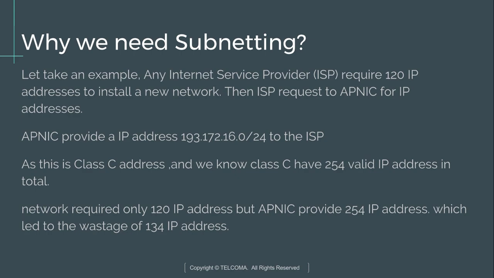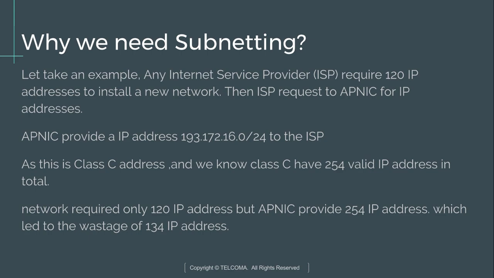APNIC provides an IP address that is 193.172.16.0/24 to the ISP. As this is a class C address, and we know that a class C address has 254 valid IP addresses in total. So the new network which we have to install requires only 120 IP addresses, but APNIC provides us 254 IP addresses in total. Due to which a wastage of 134 IP addresses is done here in the network.